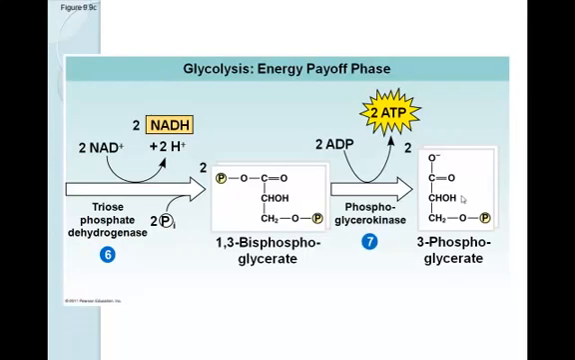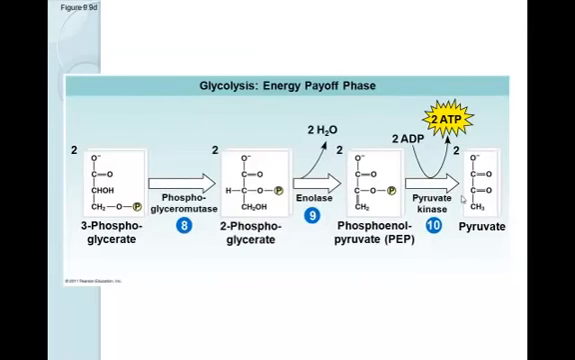The phosphate group from 1,3-bisphosphoglycerate is transferred to an ADP to form an ATP. And this leaves us with 3-phosphoglycerate. Any process that transfers a phosphate group from a substrate to ADP to form an ATP is a substrate phosphorylation. These steps are important, and we'll compare them with another ATP generating step later on.